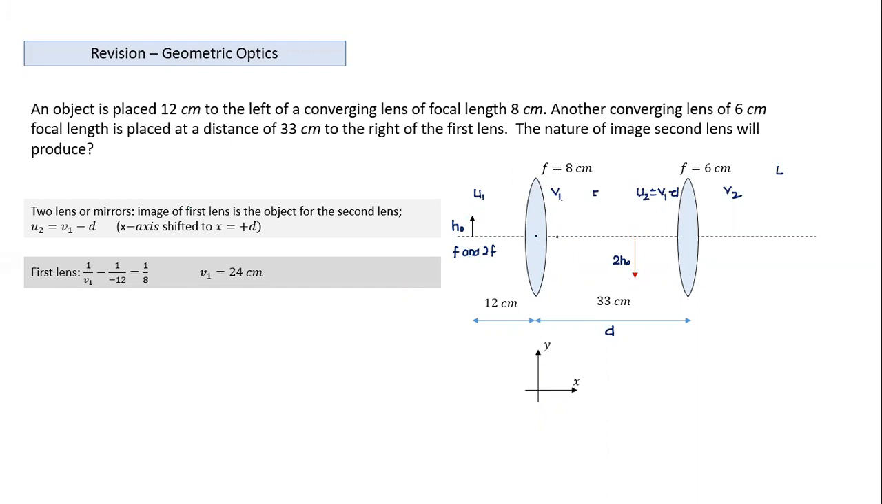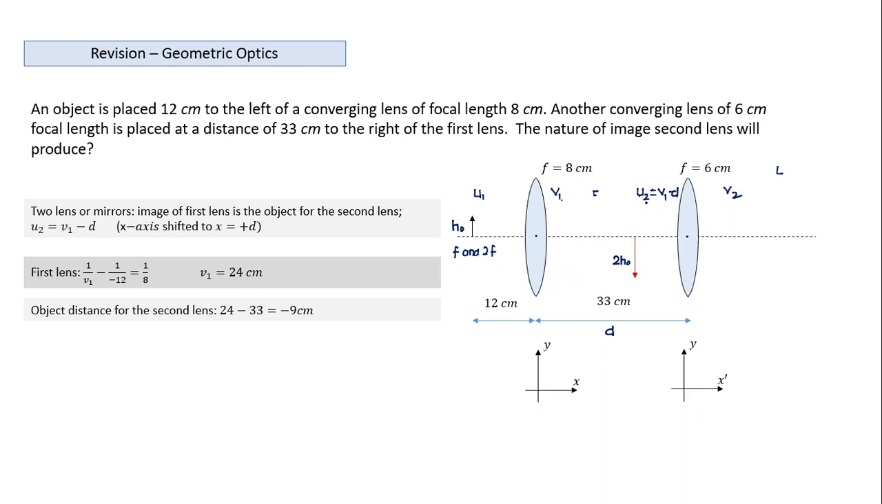So this becomes the image. This is where the image is. Now, the only problem is I know this distance is 33. This distance is 24. As far as this lens is concerned, this is my coordinate system. I need to measure the distance from this optical center. And what will that distance be?